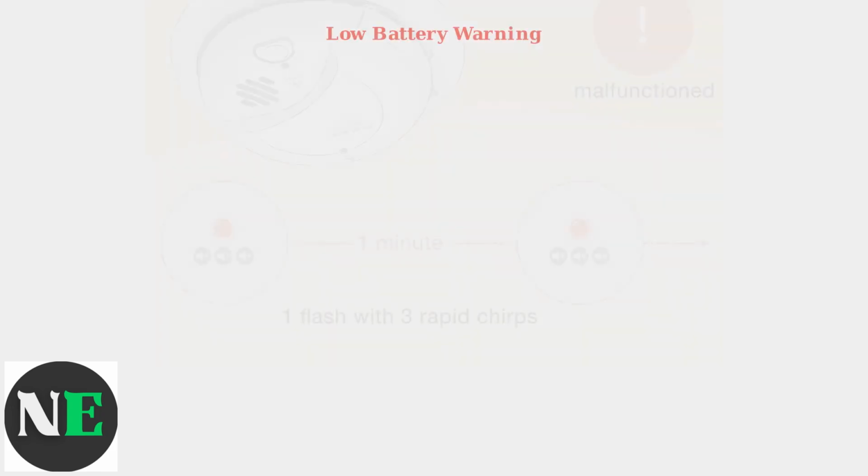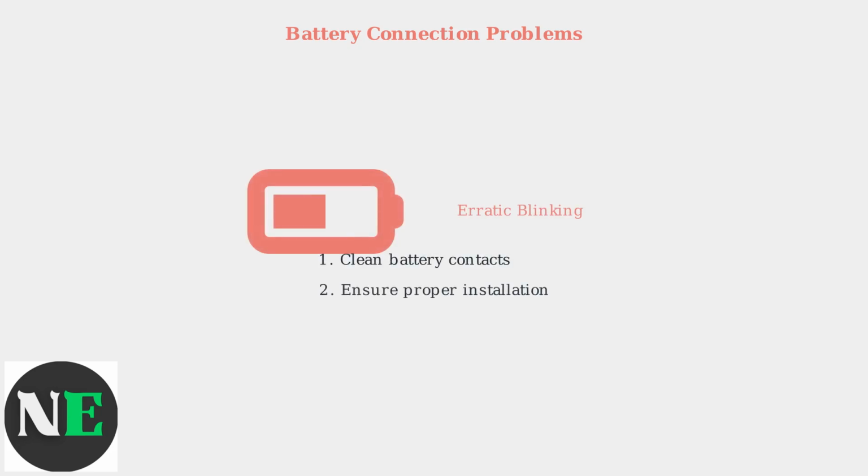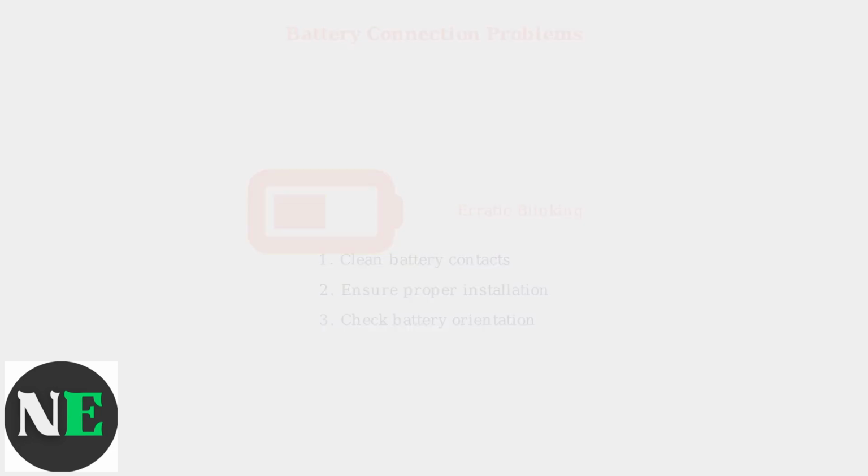When your smoke detector chirps along with a blinking red light, this typically indicates a low battery that needs immediate replacement. Erratic blinking or no red light at all could indicate battery connection problems. Clean the battery contacts and ensure proper installation to resolve this issue.